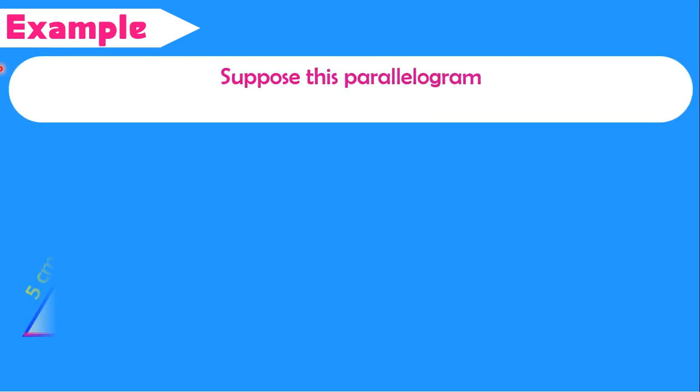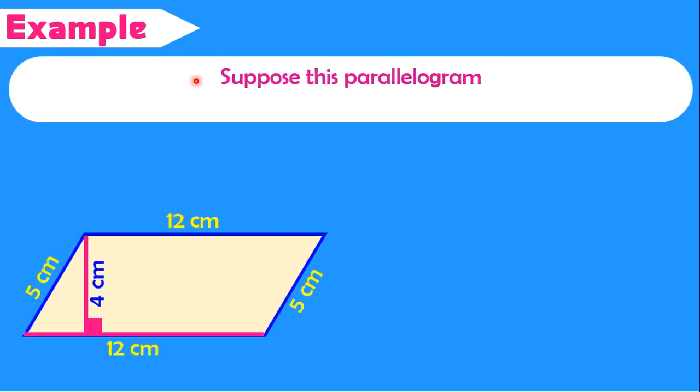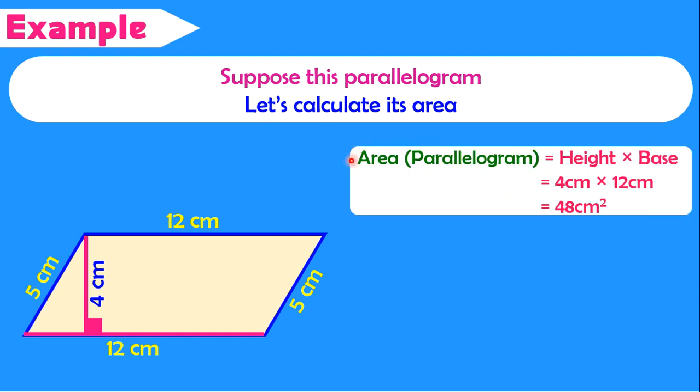Let's have an example. Suppose this parallelogram. Let's calculate its area. The area of this parallelogram equals the height times the base. So here is the height and here is the base. They have a right angle in between them. Equals 4 centimeters times 12 centimeters equals 48 centimeters squared.